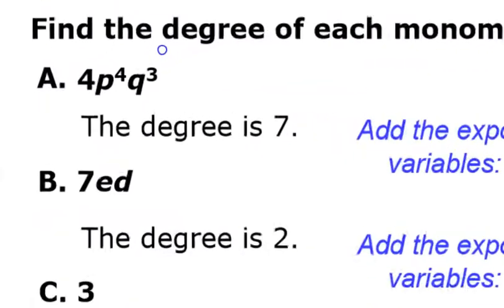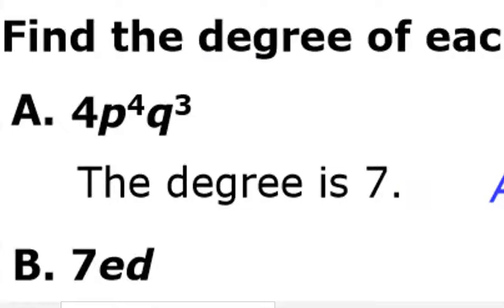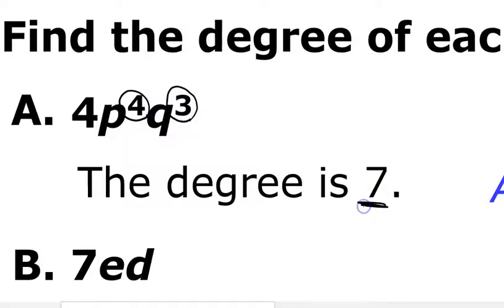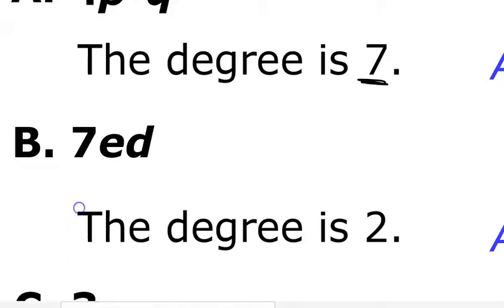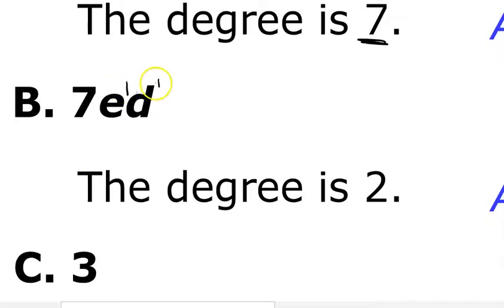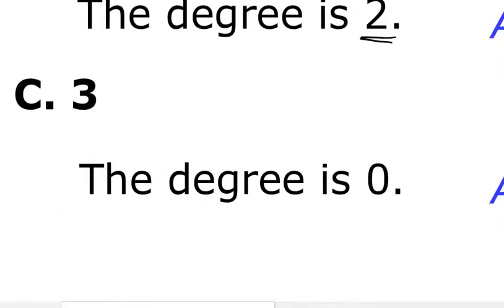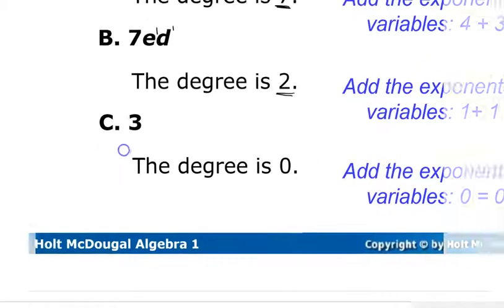So looking at these ones, we're going to find the degree of each. The degree of this constant is 0, so we're going to ignore him. And then you have p to the 4th, q to the 3rd, so the degree of this whole thing is 7. We just add those up. We're not combining these, we're not doing the multiplication anymore, we're just finding the degree of the monomial. Looking at this next one, there's secret 1's here. So 1 plus 1 is 2. The degree of this one is 2. And here we have a constant, which is a number, so the degree is 0. Super easy.